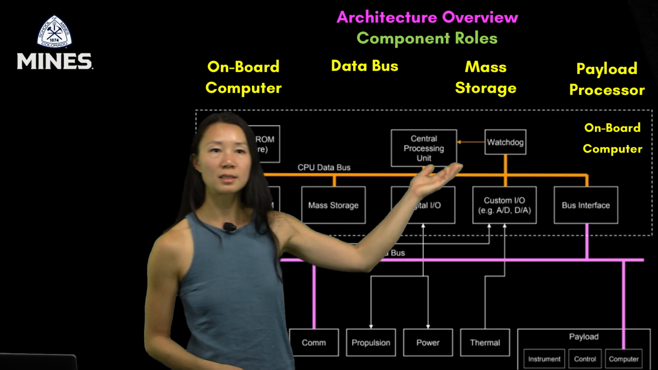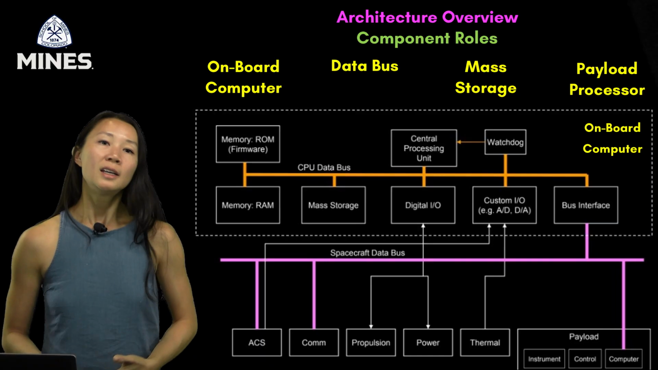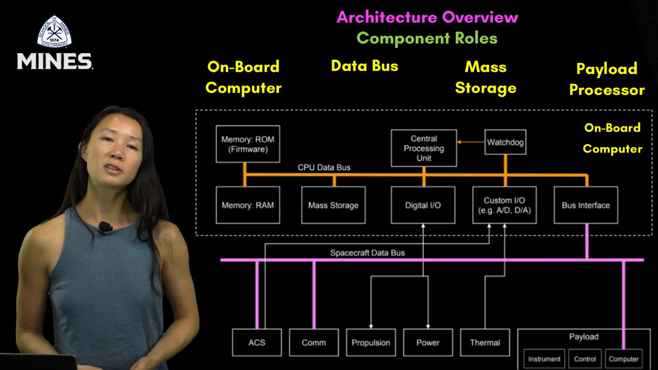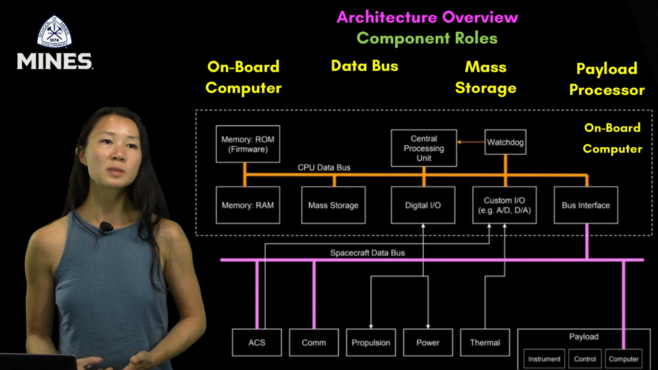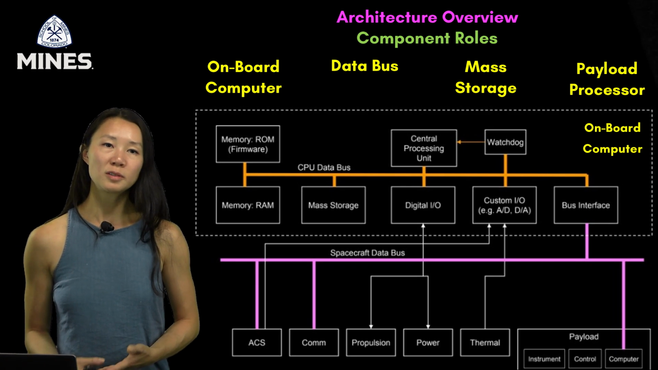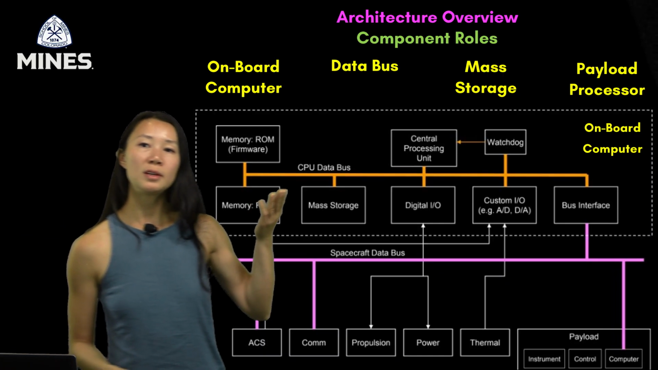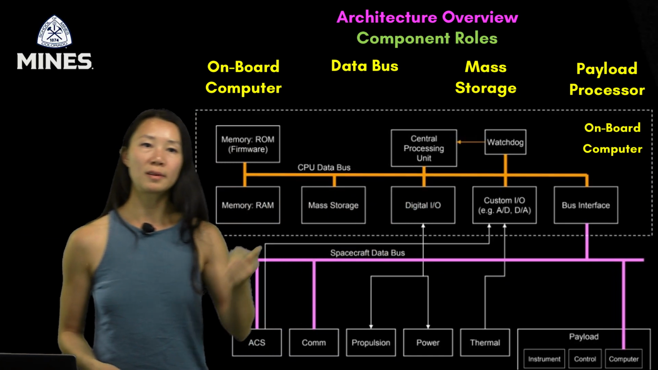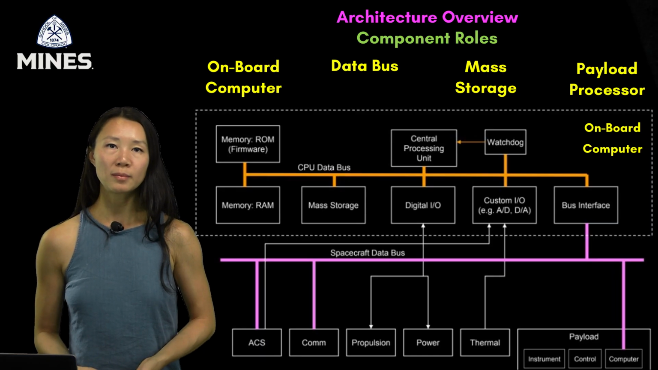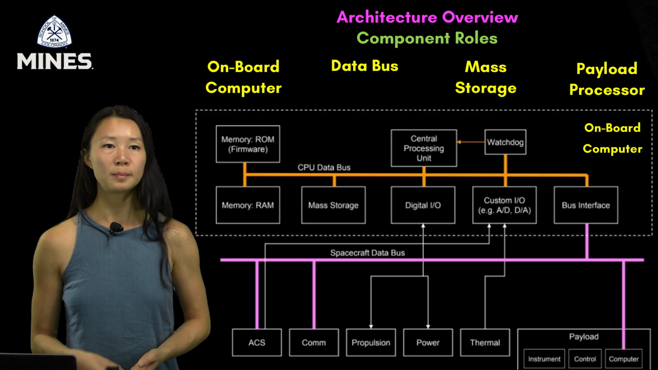The watchdog timer is a safety feature. If the CPU gets stuck or crashes, the watchdog detects the problem and triggers a system reset, helping the spacecraft recover on its own. All of these components talk to each other via the CPU data bus in orange. This is an internal pathway for moving data quickly between memory, processor, and input-output ports.